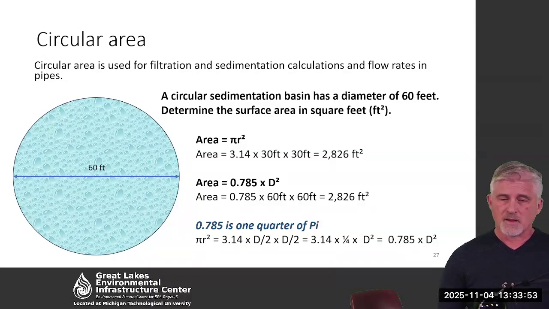At this point, it's a personal preference; use the formula you like. But if we take pi r squared, which is 3.14 times the radius, and the radius is equal to the diameter divided by 2, we multiply that out and end up with 3.14 times a quarter, because a half times a half is a quarter, times the diameter squared. So that basically tells us that 0.785 is a quarter of pi. And that's why this formula works.